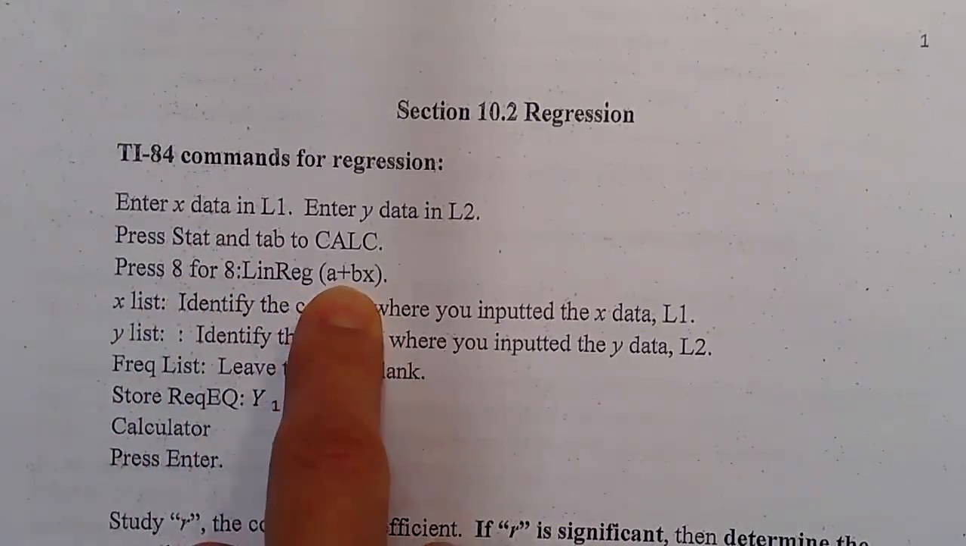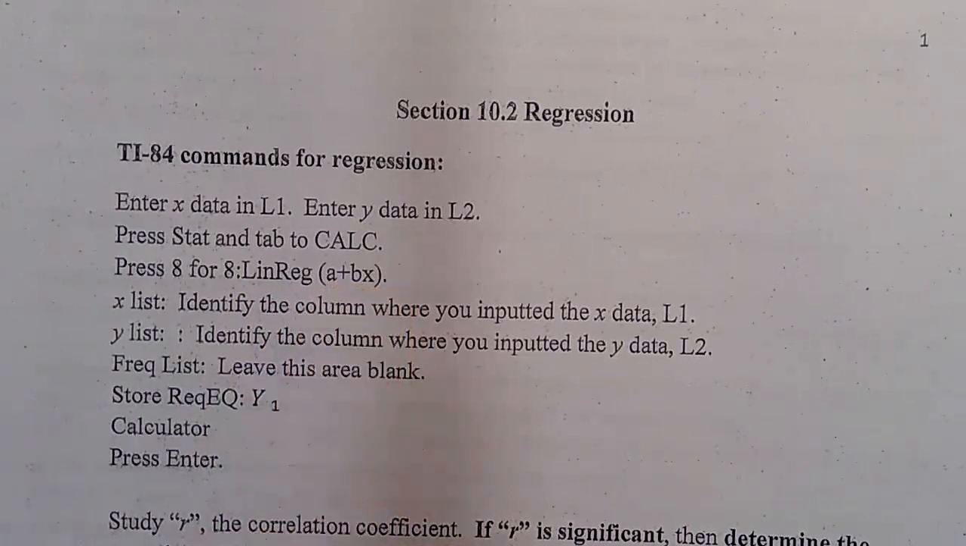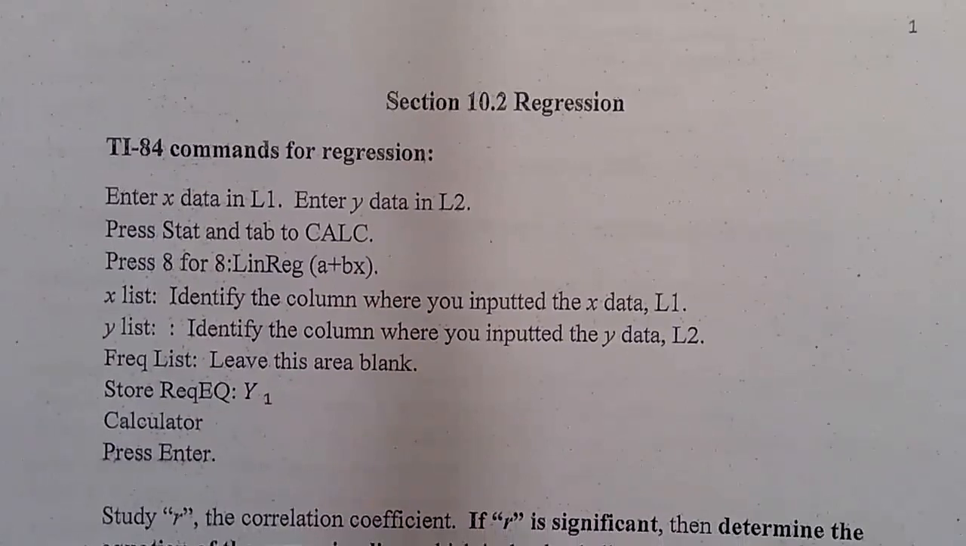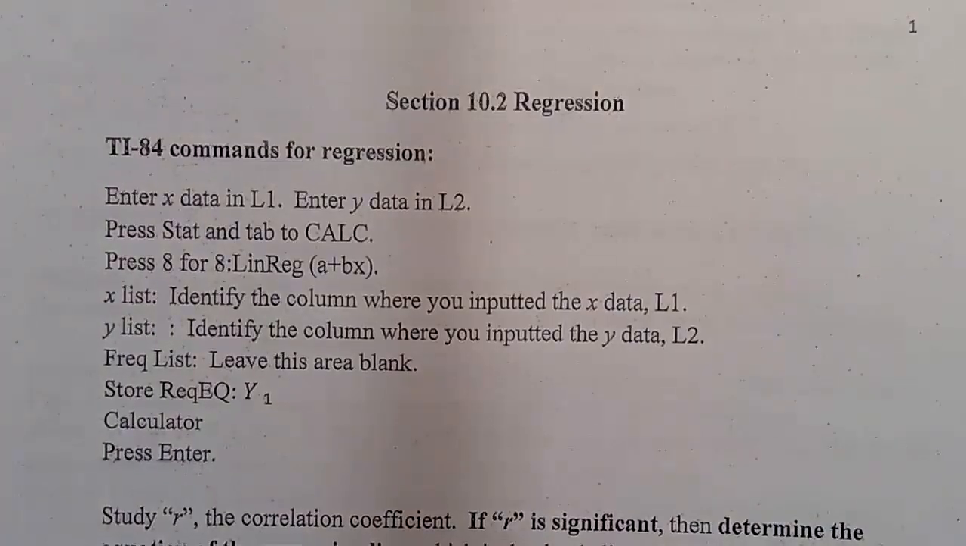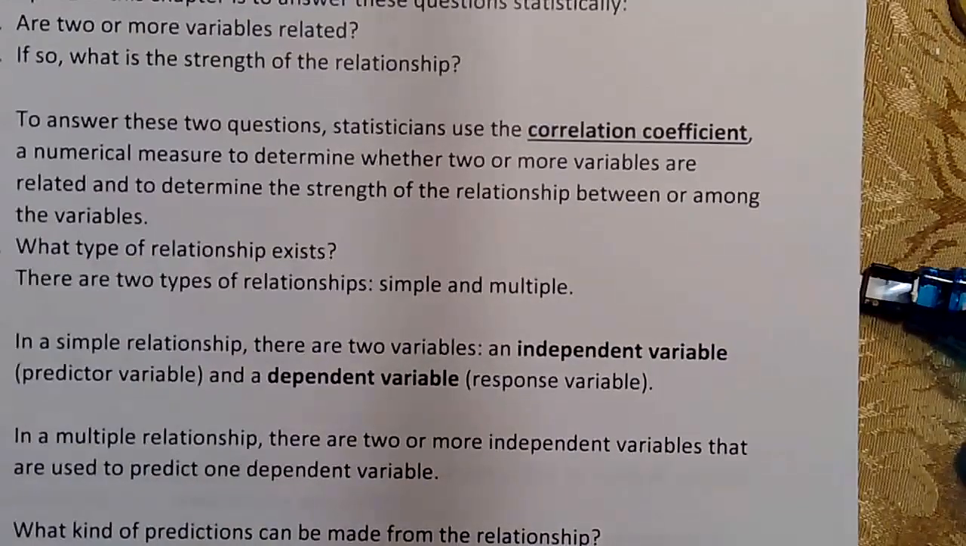So the calculator will always give you these values, A and B, but you only write out the equation if it's significant, if the R is significant, and if it passes this test with these tables check. Then you go ahead and write out the equation, and then you can do a prediction, and they'll give you an X data value to plug in and substitute, and you can do a prediction on that. Okay?